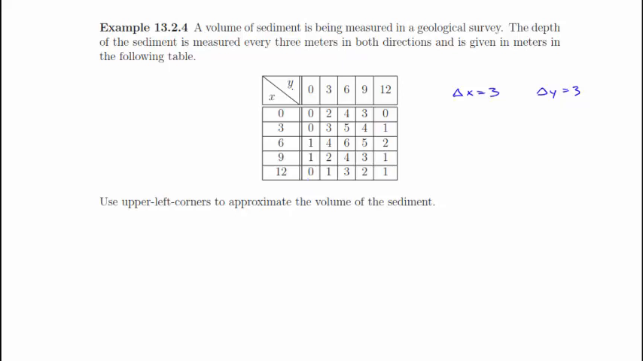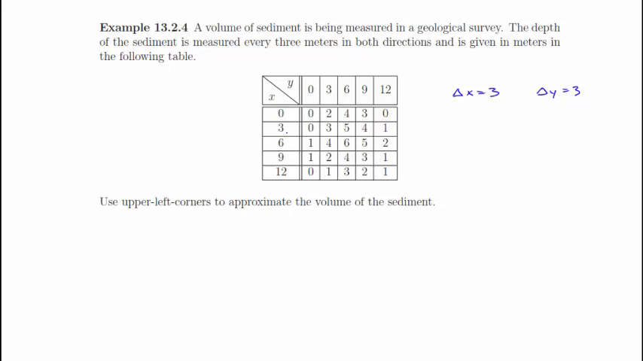So my y values are 0, 3, 6, 9, and 12. My x values are 0, 3, 6, 9, and 12 as well. And the depths, if we have x is 0, when y is 0, the depth is 0. When x is 0 and y is 3, the depth is 2. When x is 0, y is 6, the depth is 4. When x is 0, y is 9, the depth is 3. When x is 0 and y is 12, the depth is 0 again.